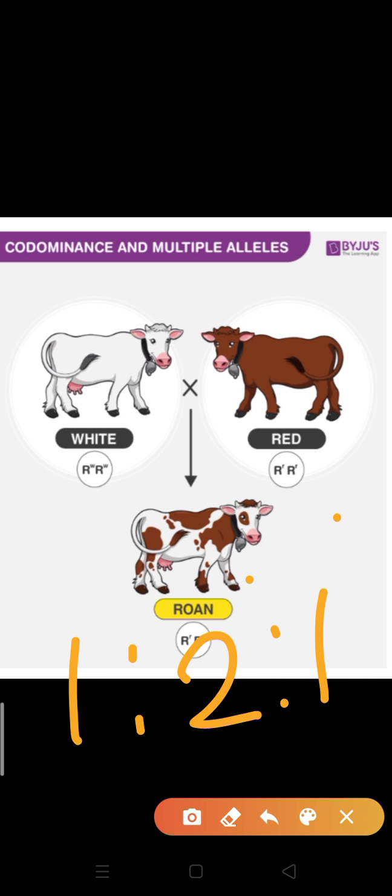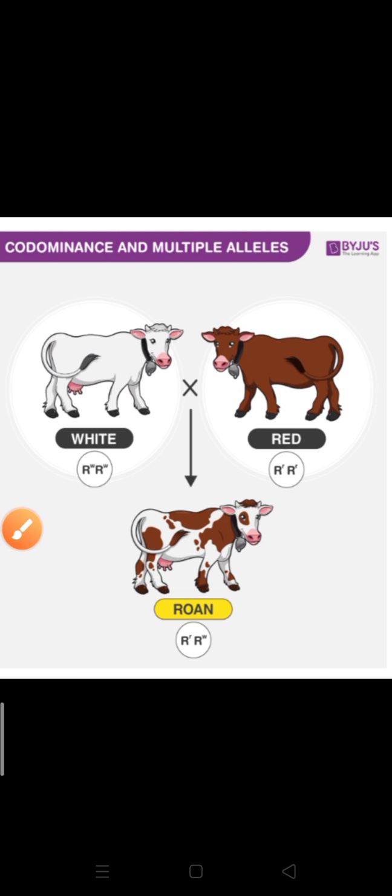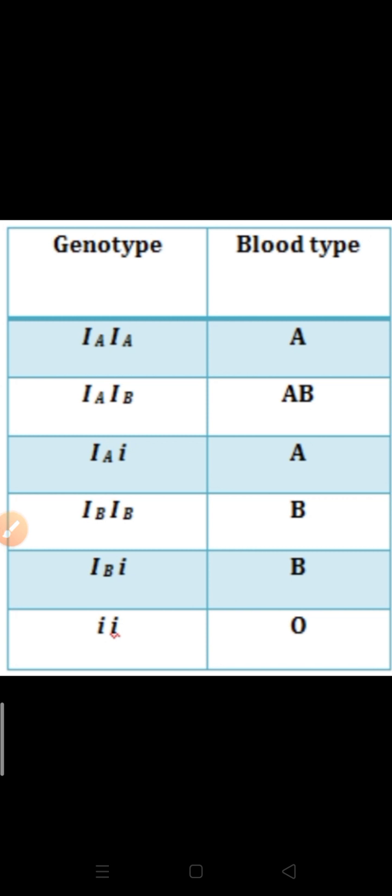Okay, so that is codominance in the case of cattle. But one more interesting example related to codominance is given in your NCERT book. It's about the human blood group. Okay, how does a human get the blood group, that is the question. Clear? A good example is the different types of red blood cells that determine our ABO blood group. Clear? Do you know how the ABO blood groups are controlled by the gene?